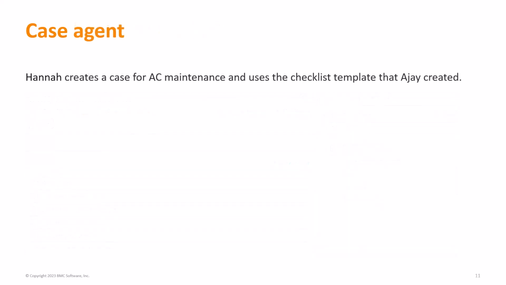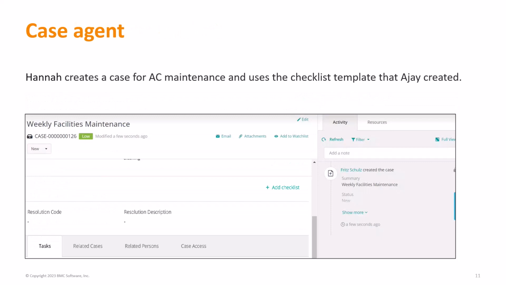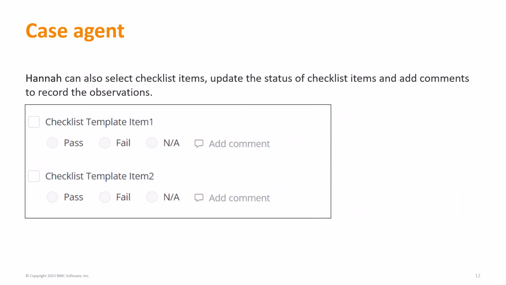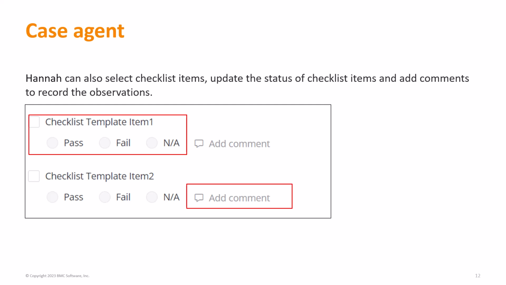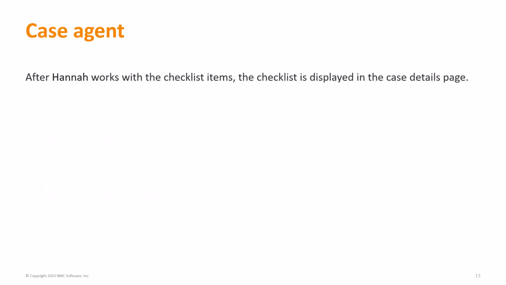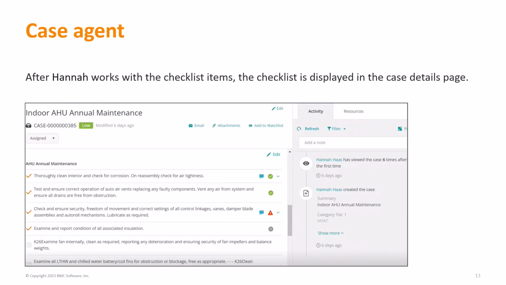Hannah creates a case for AC maintenance and uses the checklist template that AJ had created. She adds an ad hoc checklist, if the case or task does not have a prior checklist template. Hannah also selects the checklist items, updates the status of checklist items, and adds comments to record the observations. After Hannah works with the checklist items, the checklist is displayed in the case details page. Here's how a case looks when a checklist is added after the case agent works with it.